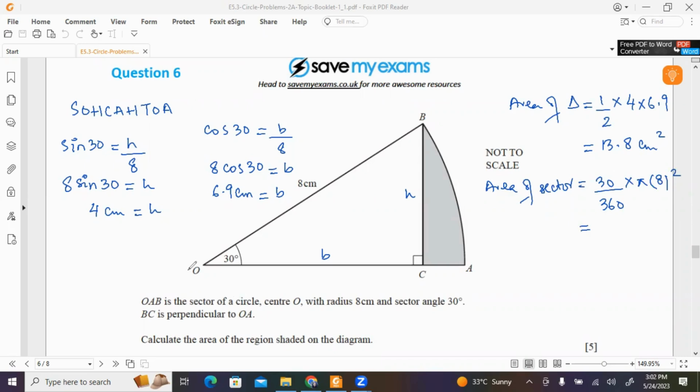So that is going to be 64 times pi, 64 times pi divided by 12. That is 16.8 centimeters square. So the area of the shaded region is going to be the difference of the area of the sector and the area of the triangle. It's going to be 3 centimeters square. That is your area of the shaded region.